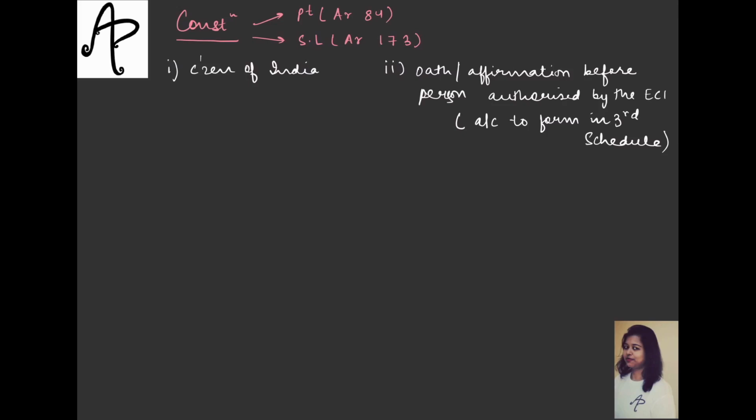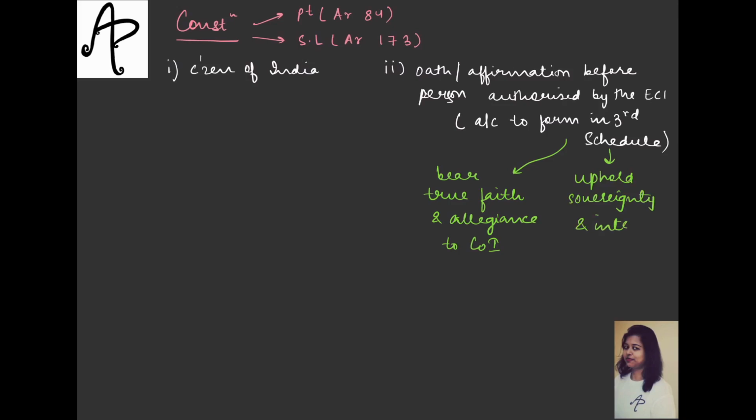Now, when we say according to the form in the third schedule, what is given in the third schedule? The first is that they should bear true faith and allegiance to the Constitution of India, and this is applicable for both becoming a member of Parliament or state legislature, so I'm doing it simultaneously, and uphold the sovereignty and integrity of India. So this is the form that is prescribed in the third schedule.